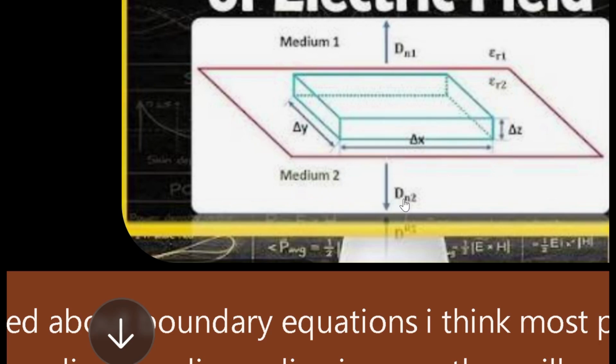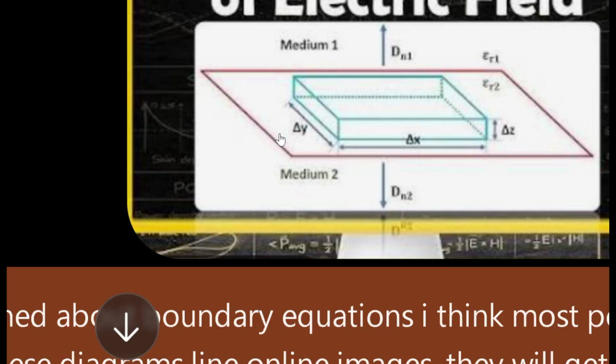This is the electric flux. This is X. This is Y. This is the permittivity of R1, permittivity R2. This simply represents D N2 minus D N1 equals the surface charge density.